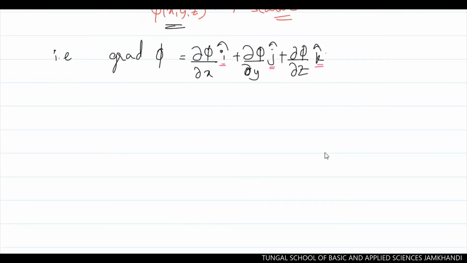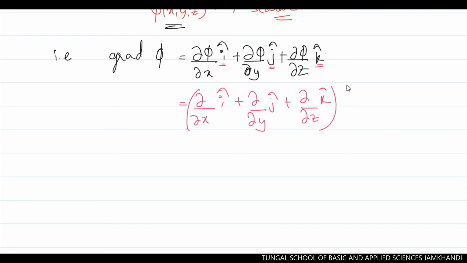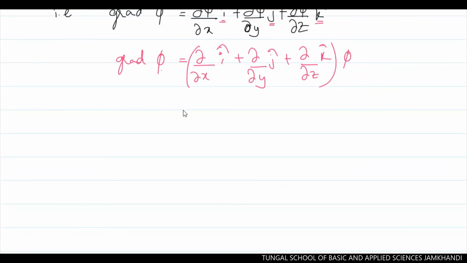Similarly, now if I take the phi outside from this whole derivative, I get dou by dou x of i cap plus dou by dou y of j cap plus dou by dou z of k cap, right? If I take the phi outside, it becomes like this. That is nothing but grad of phi. Now this particular function, dou by dou x of i cap, dou by dou y of j cap, dou by dou z of k cap, is completely a vector operator. This total function is called the now operator.